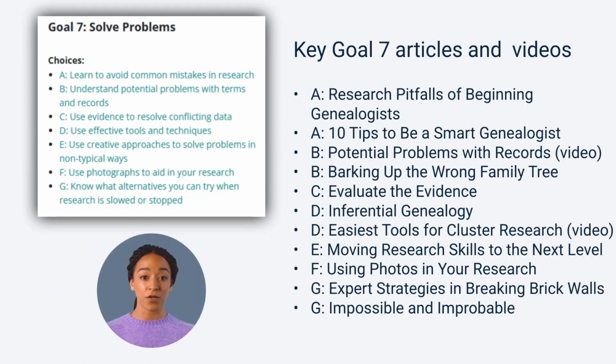Goal 7 helps you get to the next level with your research skills, including improvement tips as well as advanced techniques designed to help you succeed in almost any research scenario. The list of choices for the goal is shown on the left. Check out the list at the right to see some of the key articles and videos you'll find in the goal.